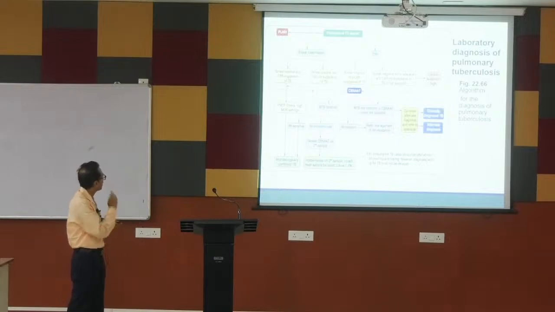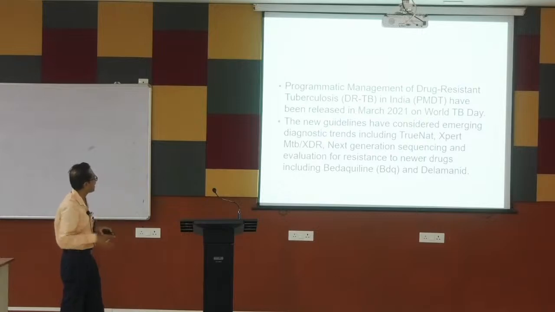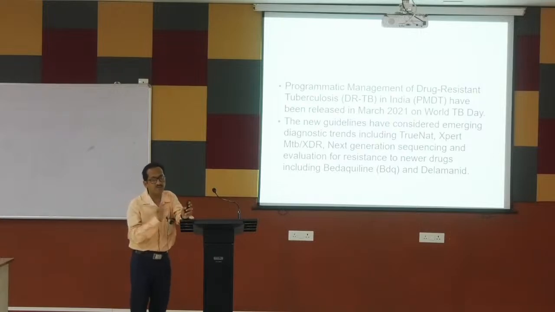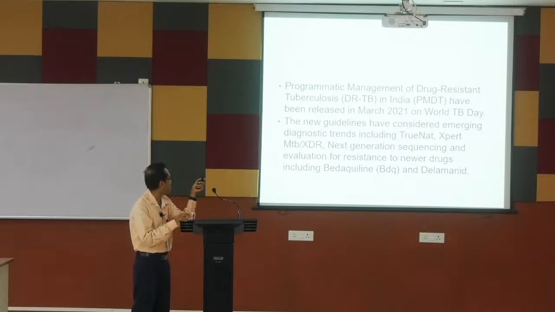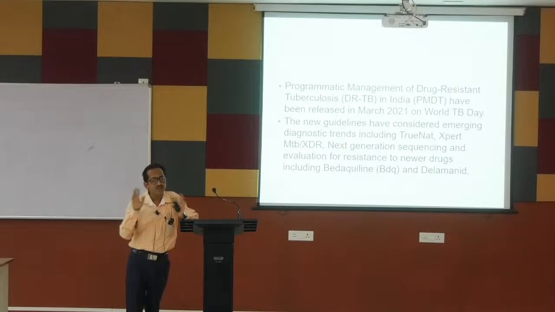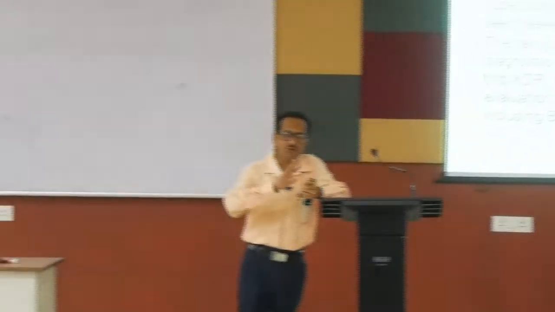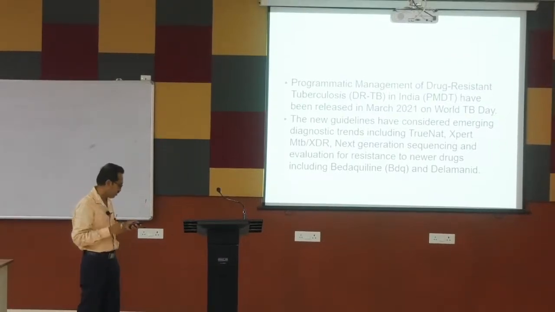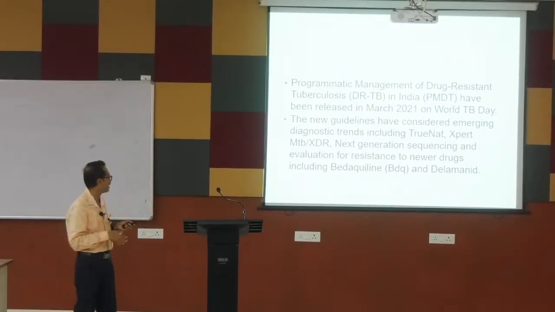This is the same algorithm for the diagnosis. The guidelines on programmatic management of drug resistant tuberculosis in India were released in March 2021, on World TB Day. The new guideline has considered emerging diagnostic trends, TrueNAT or GeneXpert. Both TrueNAT and GeneXpert are CBNAT; these are two commercial names. So don't first utter TrueNAT or GeneXpert. You utter CBNAT, then the commercial names are either TrueNAT or GeneXpert, whichever is available. After that, next generation sequencing and whole genome sequencing are new methods for diagnosing, which are costly and not available in most centers.